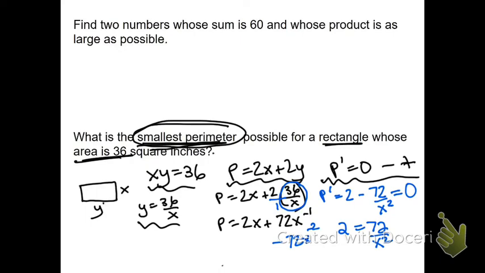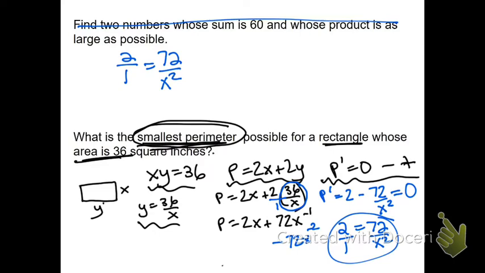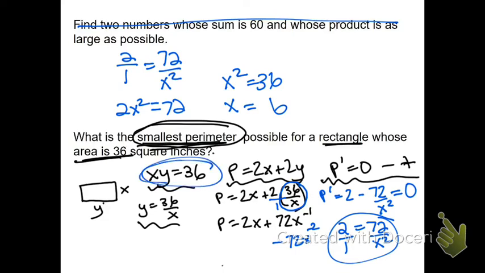multiply both sides by x squared, or cross multiply, however you want to think of it. I got to rewrite that. I'm at this spot right here right now. Ignore this. And cross multiply or multiply both sides by x squared, and you get 2x squared equals 72. Divide by 2, and x squared is 36. Square root, we get x equals plus or minus 6, but you can't have a negative length of a square or a rectangle. So there you go, x is 6. And that's going to mean if x is 6 and x times y is 36, then y is also 6.